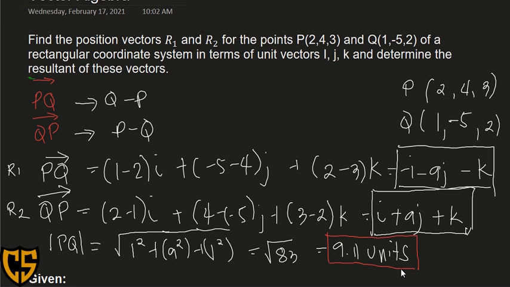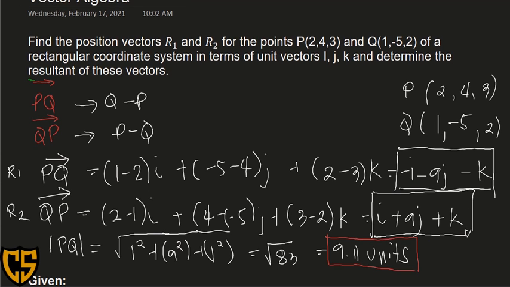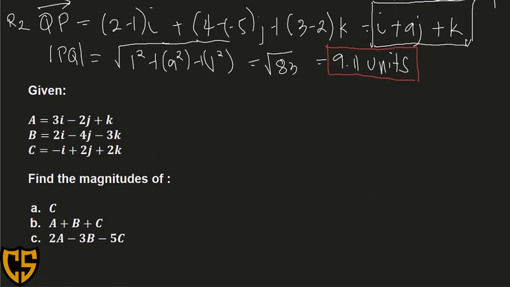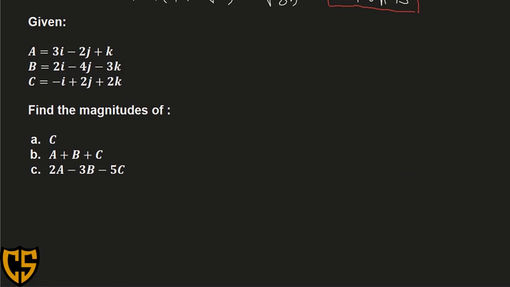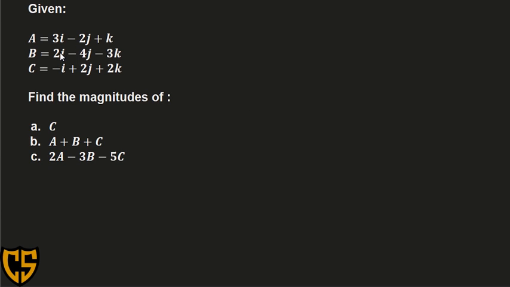Okay, so that's it para sa aton nga una nga example. So we will have another example. For example, given kita sa sining mga vectors, we have A nga 3i minus 2j plus k, B 2i minus 4j minus 3k, C nato negative i plus 2j plus 2k. Then we are going to find the magnitudes of the following.